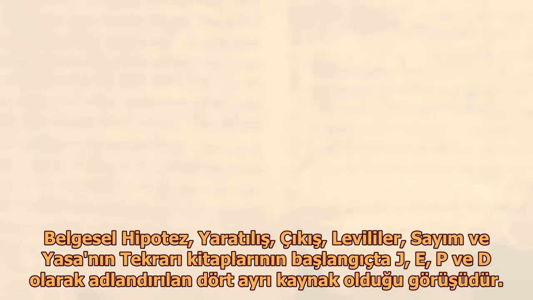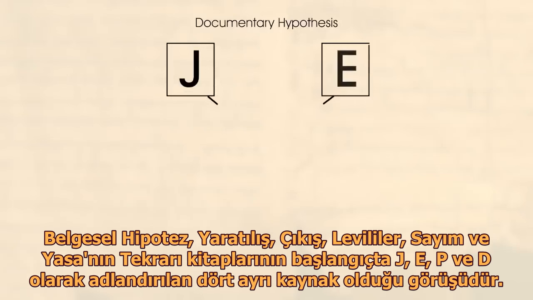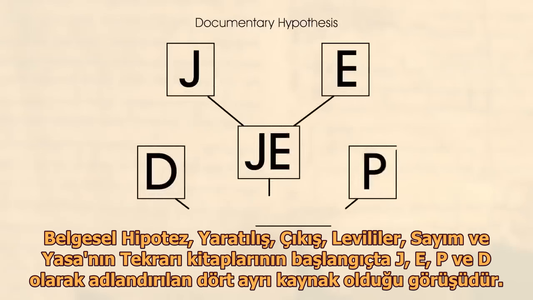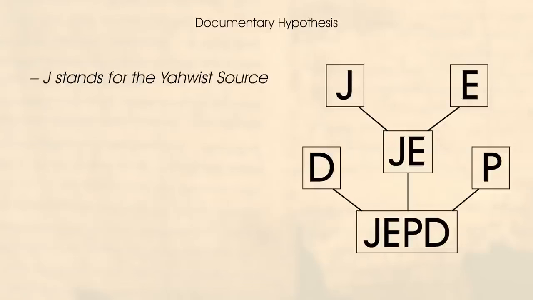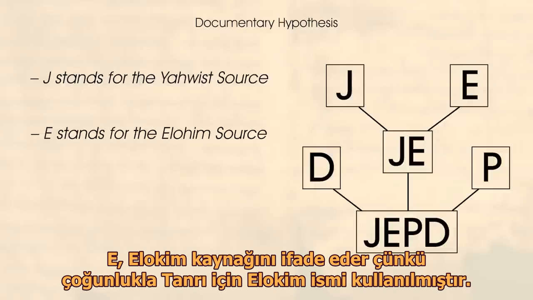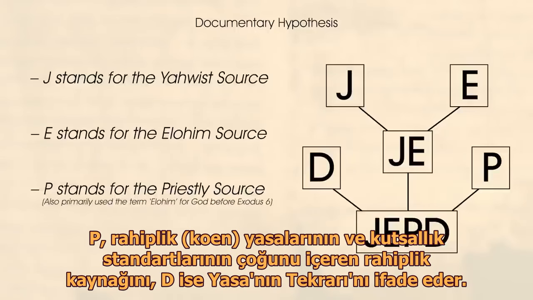The documentary hypothesis is the view that the books of Genesis, Exodus, Leviticus, Numbers, and Deuteronomy were originally 4 separate sources called J, E, P, and D. J stands for the Yahweh source because it mostly wrote about God using the term Yahweh. E stands for the Elohim source because it mostly used the term Elohim for God. P is the priestly source, which included many of the priestly laws and holiness standards. And D stands for Deuteronomy.